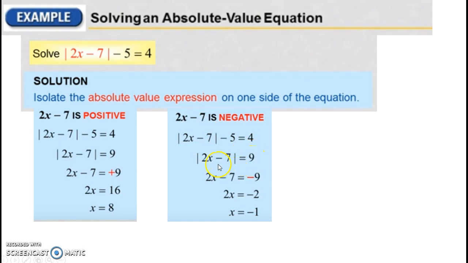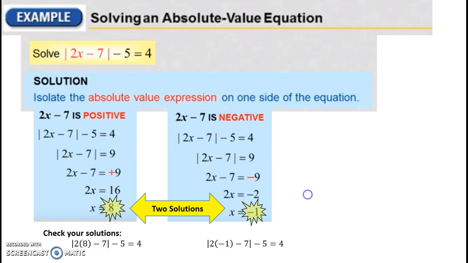And so we have the absolute value of 2x minus 7 equals 9. We're going to set that equal to the negative 9, so 2x minus 7 equals negative 9. You'll add 7 to both sides. You get 2x equals negative 2. Divide by 2, and x equals negative 1. So we have our two solutions, which are 8 and negative 1, but we must check them.